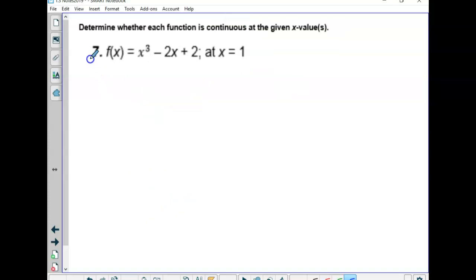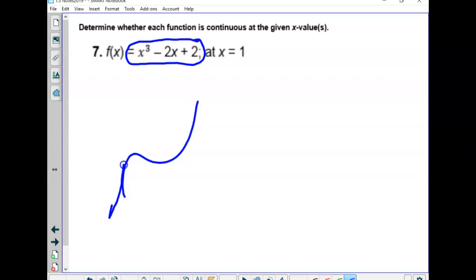All right. Number 7. What does that graph look like? Do you know what a cubic looks like? Yeah, it's one of these guys. Other than the fact that my graph looks like it comes back on itself, it is a continuous function, right? So is it continuous at 1? Yep, that's continuous everywhere. Because remember, the restrictions are when the denominator equals 0 or a radical underneath there, right?